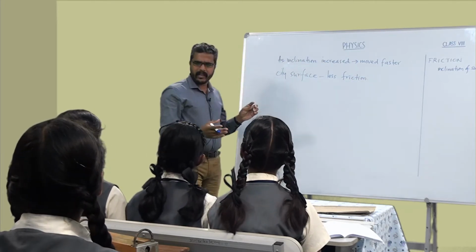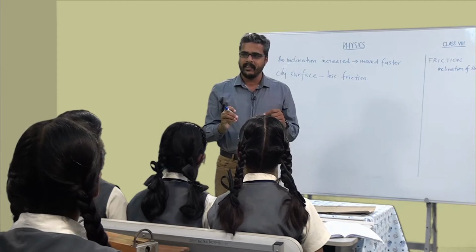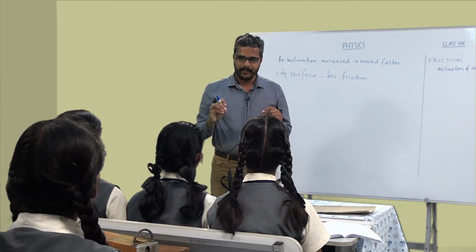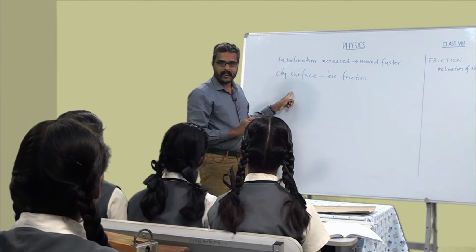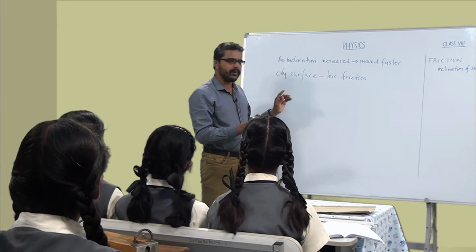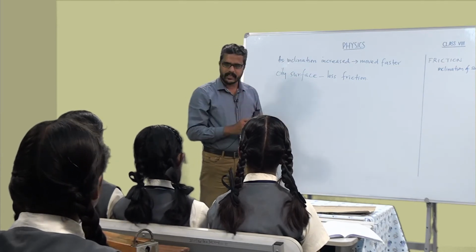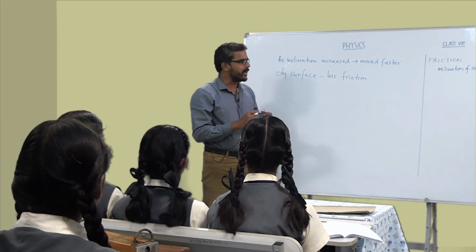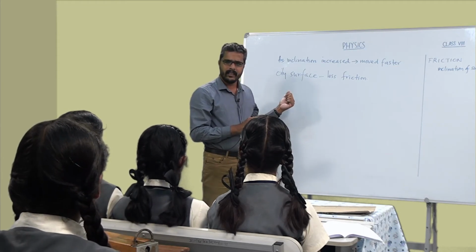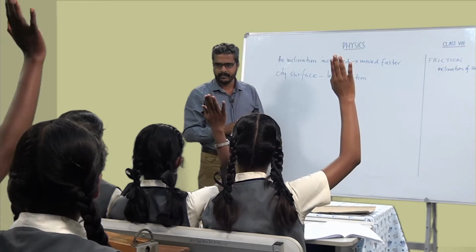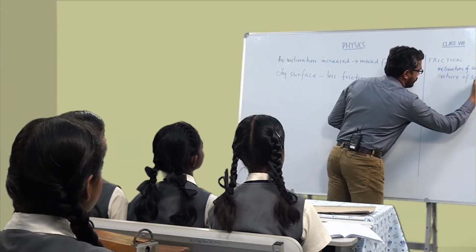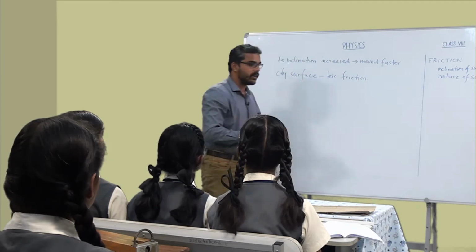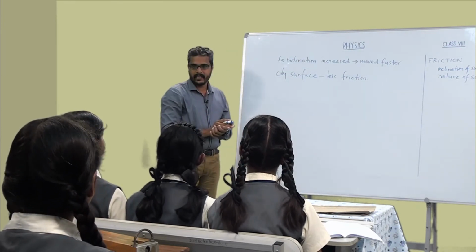So in the beginning we have done an activity where you could see that smooth surface provides less friction. Now here what happens? Oily surface, right? Water surface will reduce the friction, oily surface will reduce the friction, right? So what can you infer from these two activities? Friction depends on what? Nature of surface. Excellent. Friction depends on nature of surface, right?